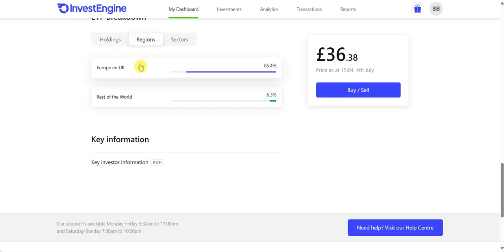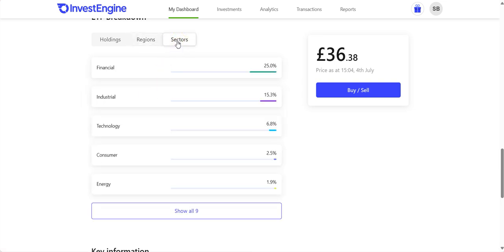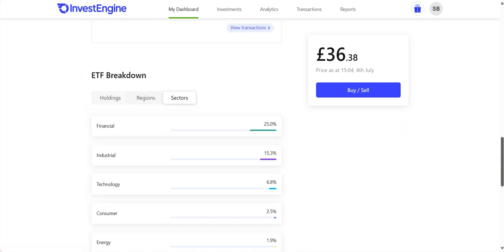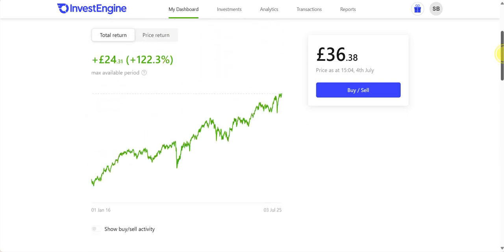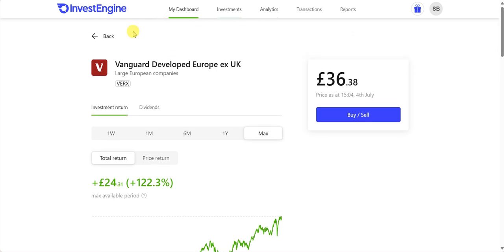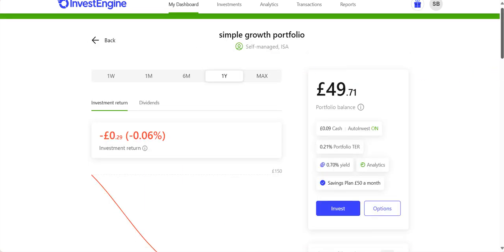And then we've got the regions, Europe, and 6.3 for the rest of the world. And the sectors, we've got financial at 25, industrial at 15, tech at 6.8. What's also good about European and UK stocks, to be honest, is they're not as pricey as the American ones. And like I say, they're doing pretty good this year. So let's have a look at the next one.